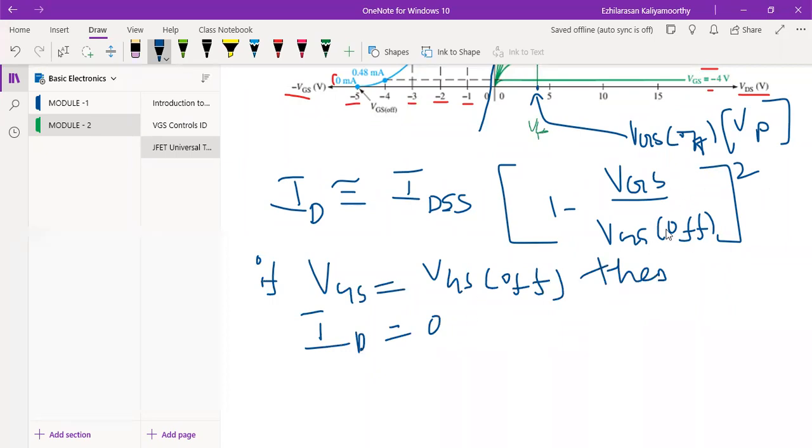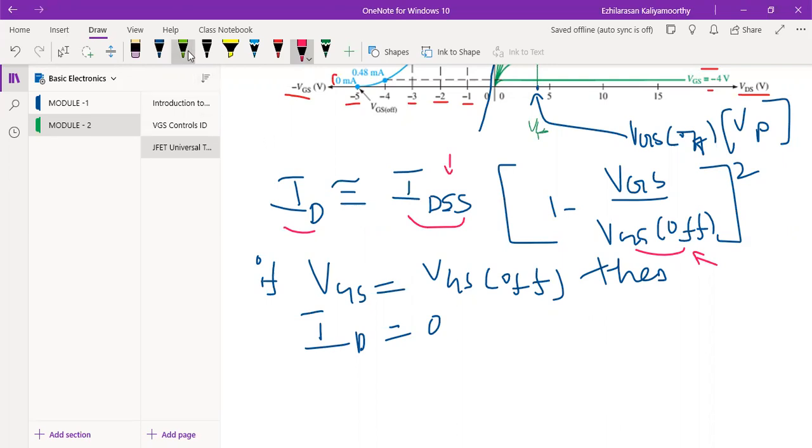Now, think about 1 minus VGS by VGS(off). If the VGS(off) is very small, then we will get... it should be less, not more actually. So this is the condition here. Now it can be determined for any VGS. If we know VGS(off) and IDSS, these two terms, then for any value of VGS we can find out ID. This quantity is usually available from the data sheet. Which quantity? Both IDSS and VGS(off) values will be available in the data sheet.